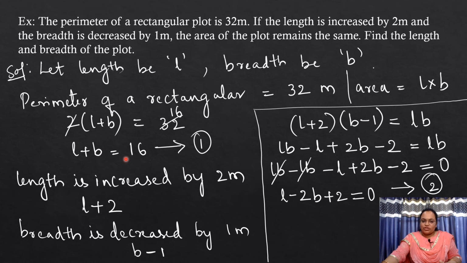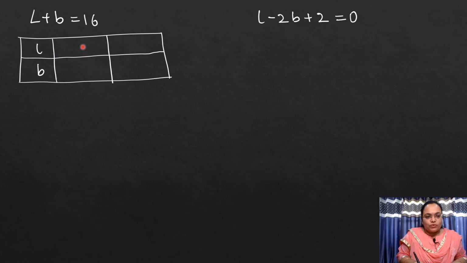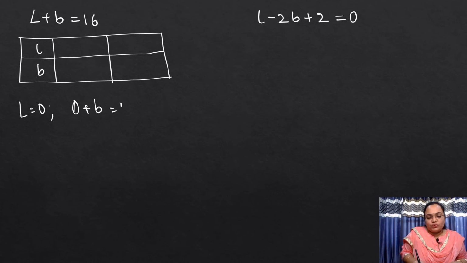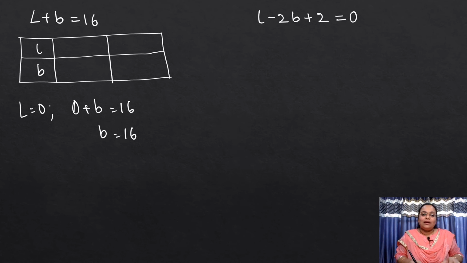Now, we got equation 1 and equation 2. Let us simplify. If you put L is equal to 0, B will be 16, right? If you put B is equal to 0, L will be 16. If you take L is equal to 0, that will be 0 plus B is equal to 16, B is equal to 16, right? This is a larger number, so we will try to take smaller values.